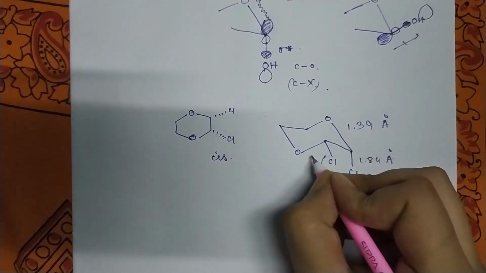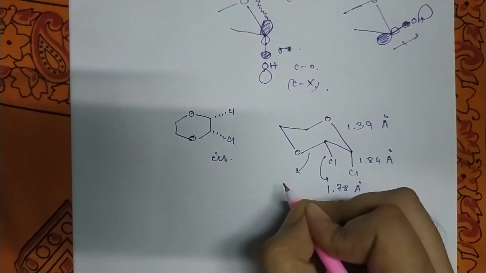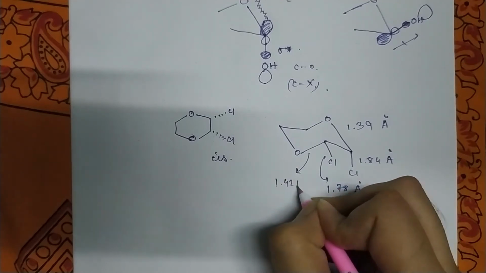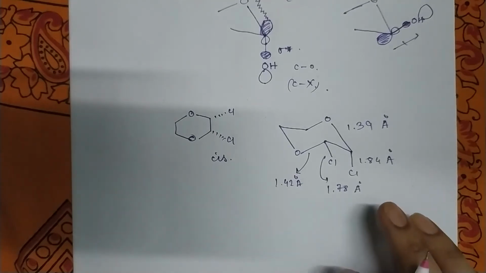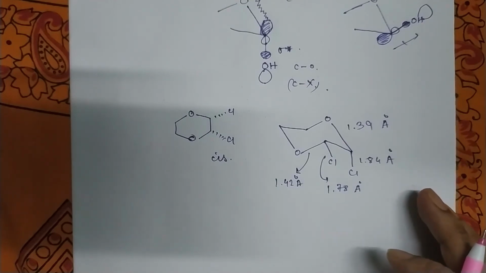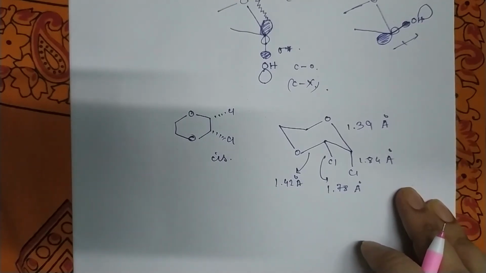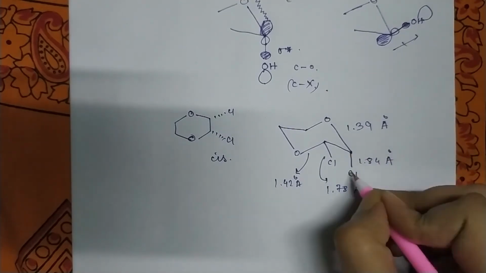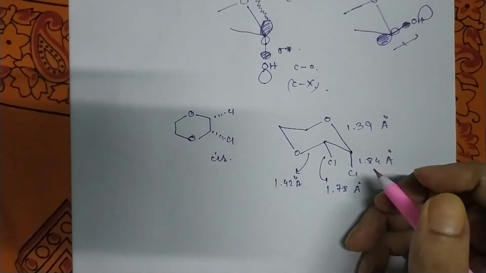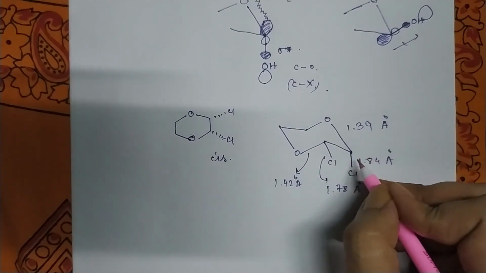And this C-O bond length is 1.42 Angstrom. So all the bond lengths, in spite of the symmetrical structure, both the C-O and the C-Cl bond lengths are different. So let's try to have an insight into this phenomenon. Why does this happen? Here, this resembles the anomeric carbon of glucose.